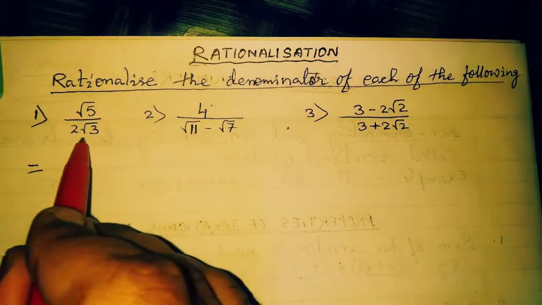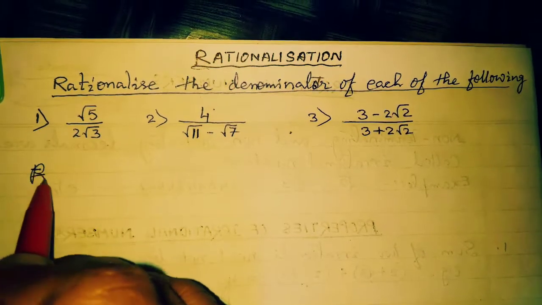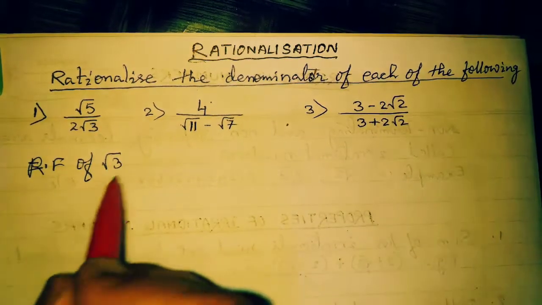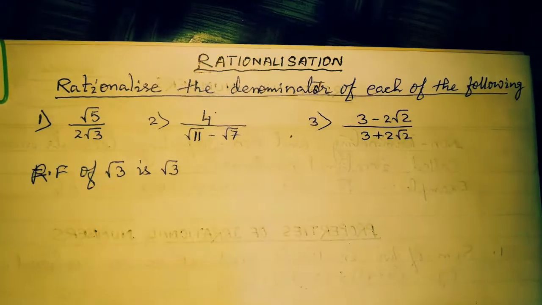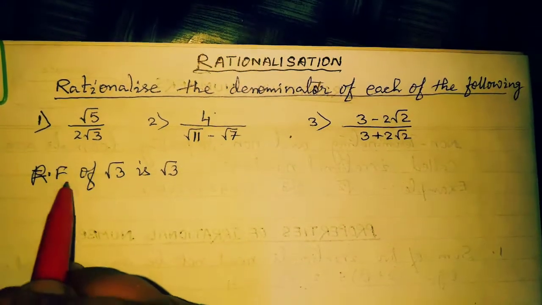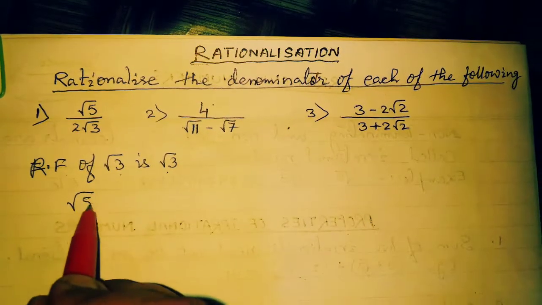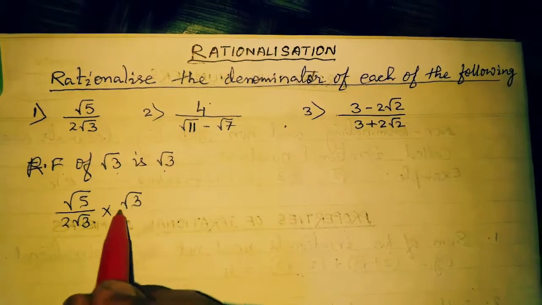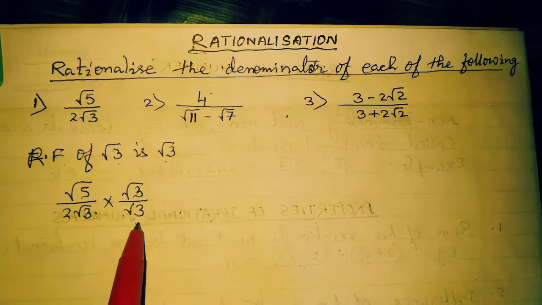So we just follow here root 3. So root 3 is the rationalizing factor. You will first find the rationalizing factor of root 3. That is root 3 only, because root 3 and root 3 if you multiply you'll get 3. So the rationalizing factor of root 3 is root 3 only. So the numerator and denominator both we will multiply by root 3.